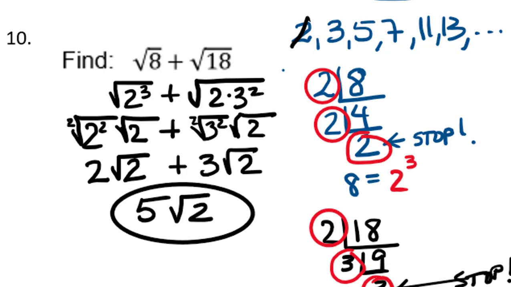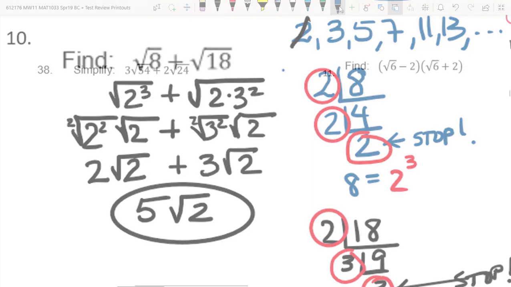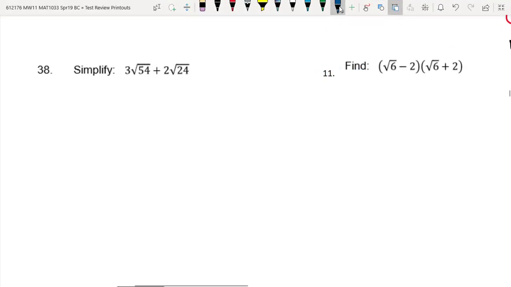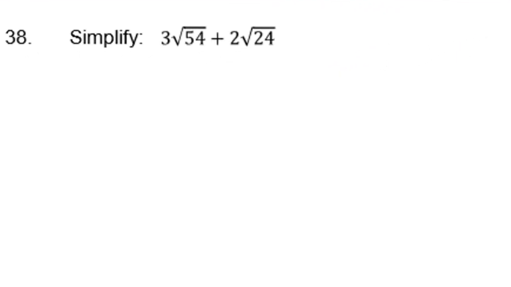And that's the final answer for this one. Now let's look at item number 38. It says simplify 3 root 54 plus 2 root 24.